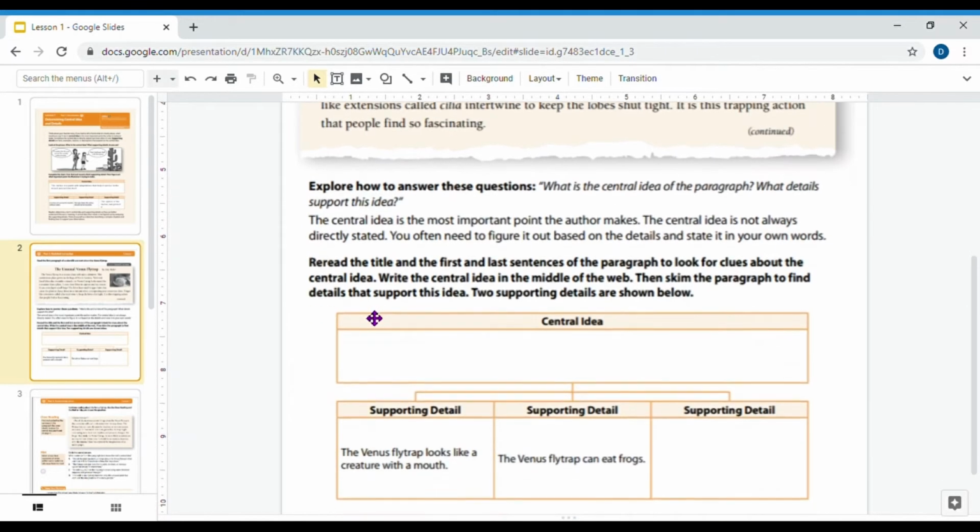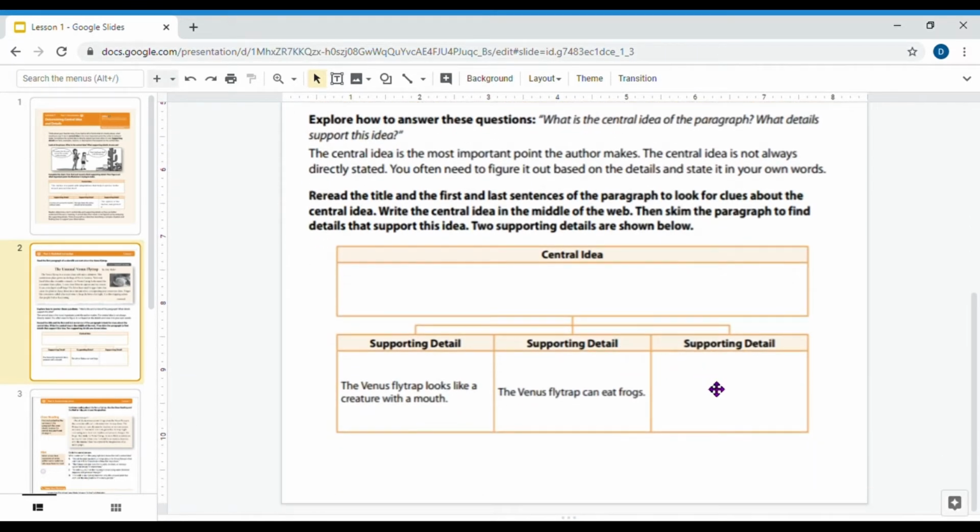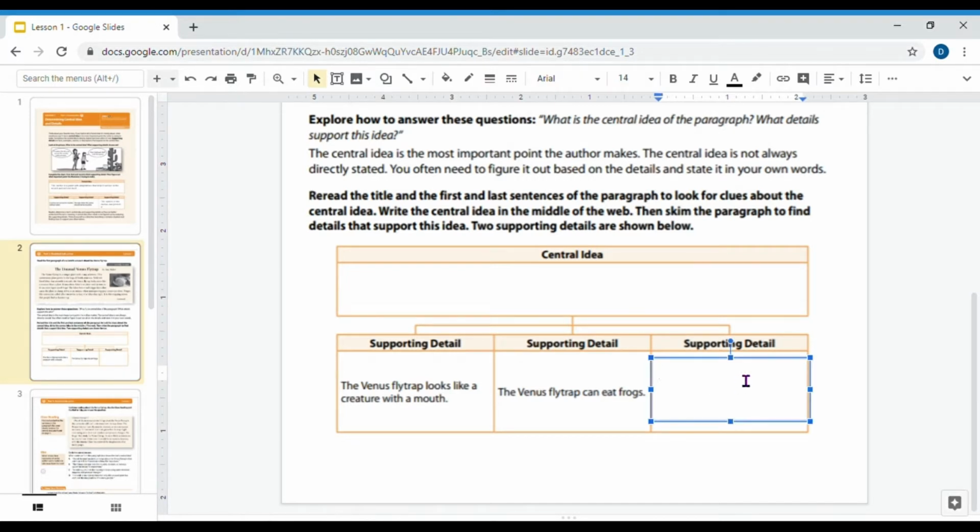It's a plant that eats meat. So that seems like a pretty unique and interesting detail. So the Venus flytrap is carnivorous. That was my third supporting detail.